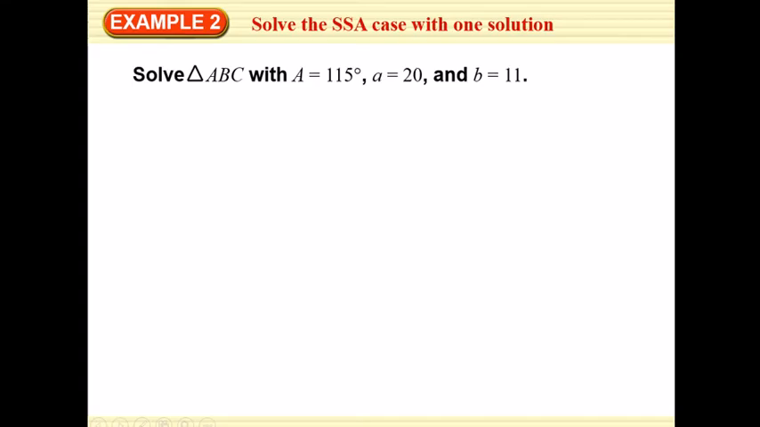And it being the ambiguous case is why we can't use it to prove two triangles congruent, because it could produce a completely different triangle.